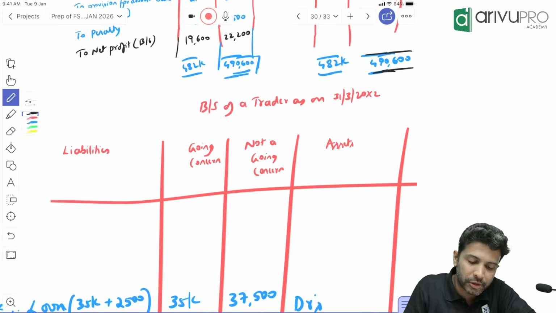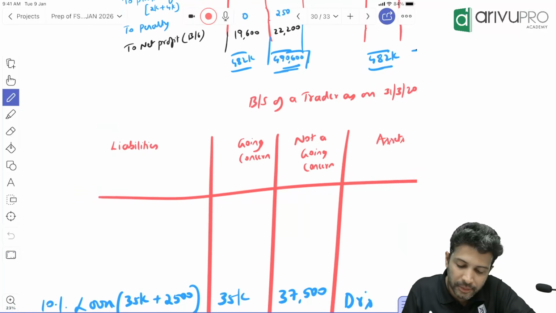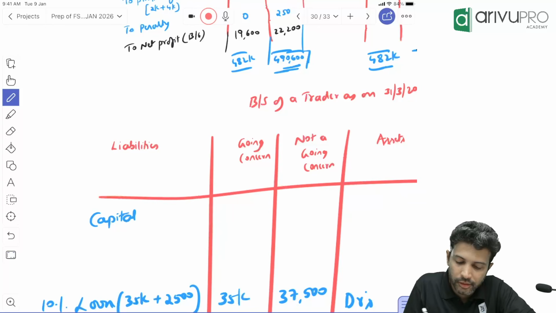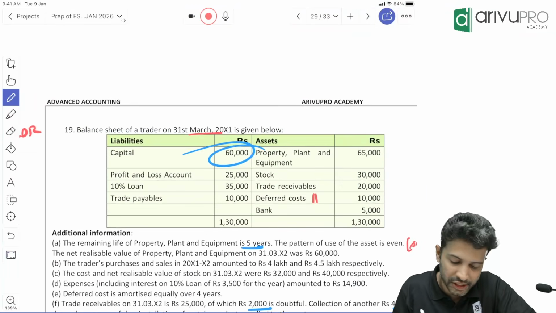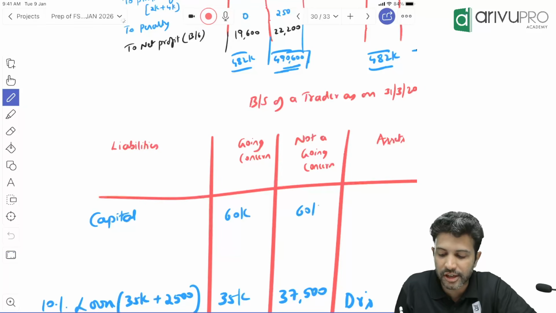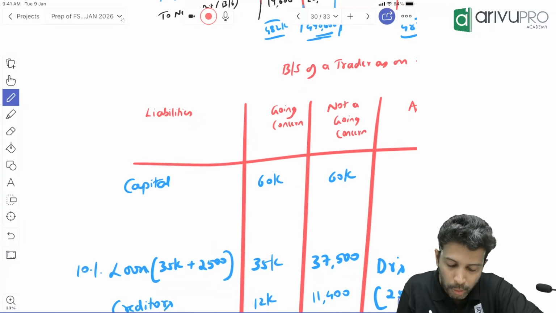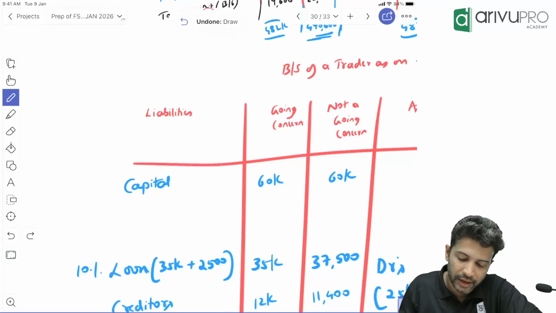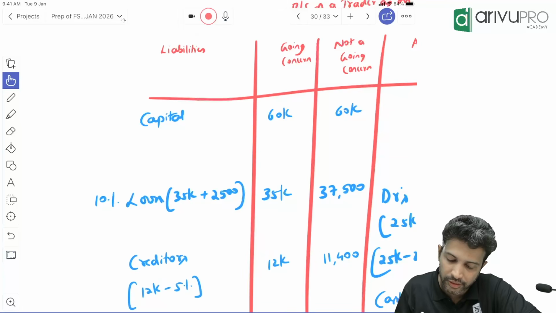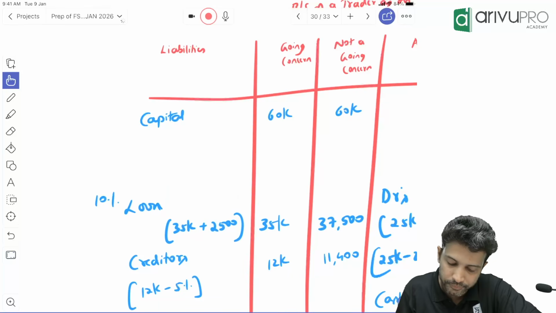Now, balance sheet. In the balance sheet, first on the liability side you have capital. How much is the capital that they have given? 60,000. Will it change? No, this is capital already introduced. So it will be 60,000 in both cases. What about P&L? In P&L, if you want, you can give a breakup. You can tell how much is the opening balance and how much is the current year's profit. Both you can show.